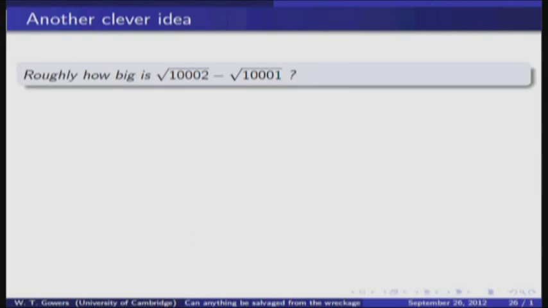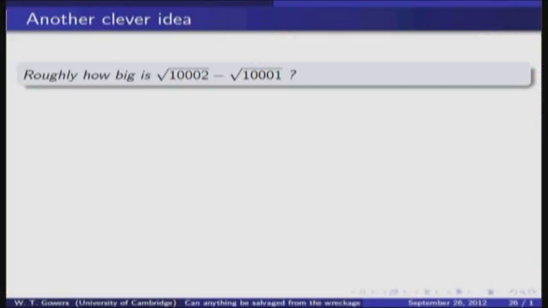I want to go through another problem that seems frightfully clever. When you first see it, after you've seen it once or twice, it becomes a standard technique. With all standard techniques, you can still ask, how did the first person to use that technique come up with it? So let me first present the solution to the problem, roughly how big is the square root of 10,002 minus the square root of 10,001, in a sort of magic way. I'll just say, bingo, here's the answer.